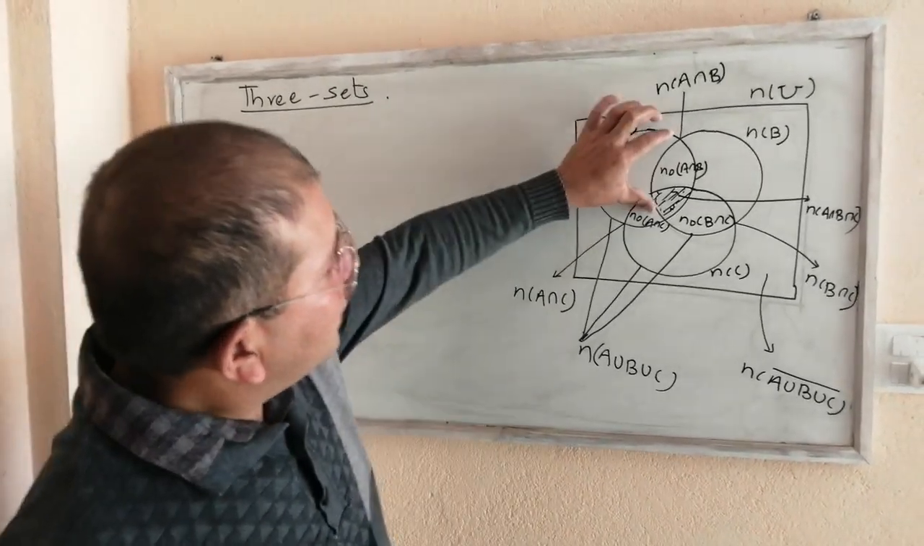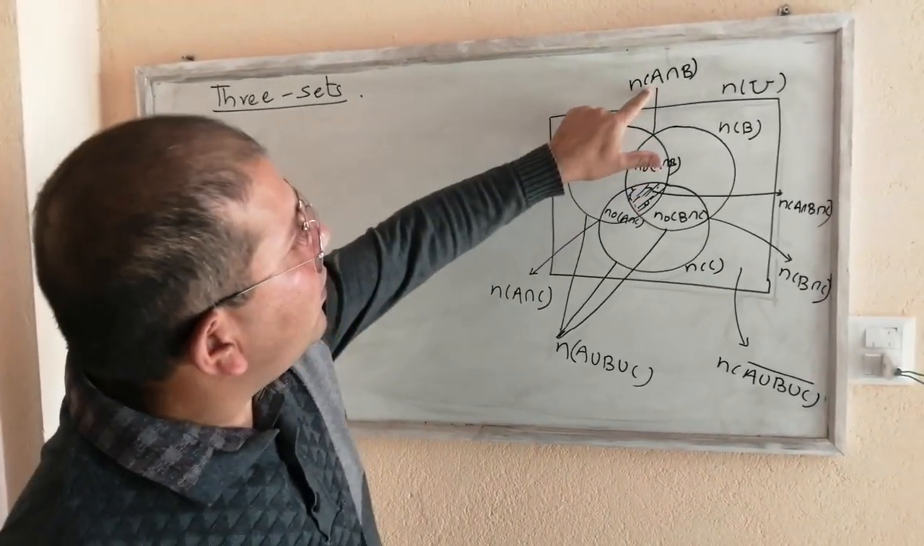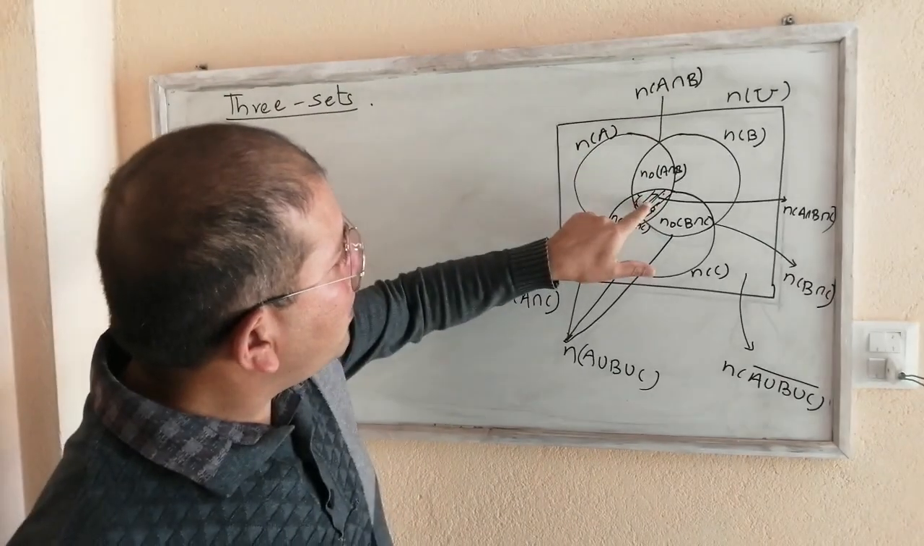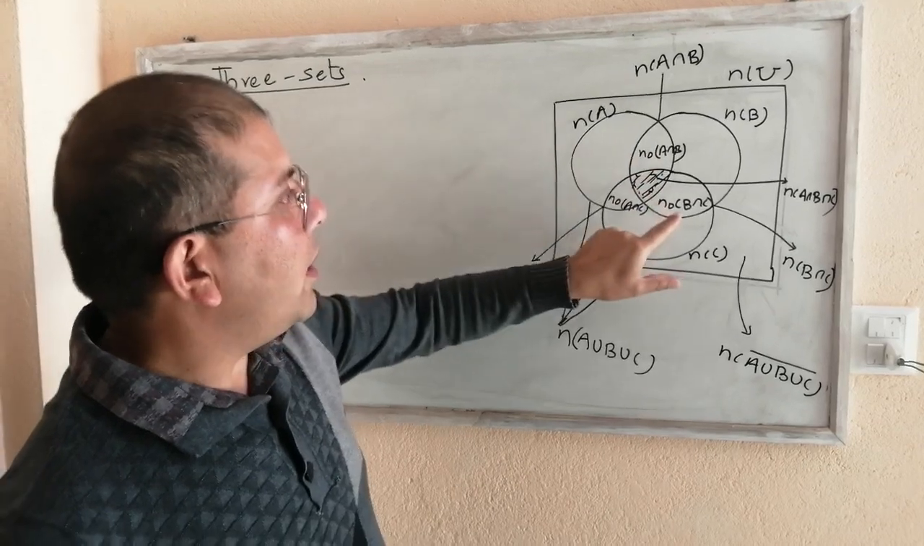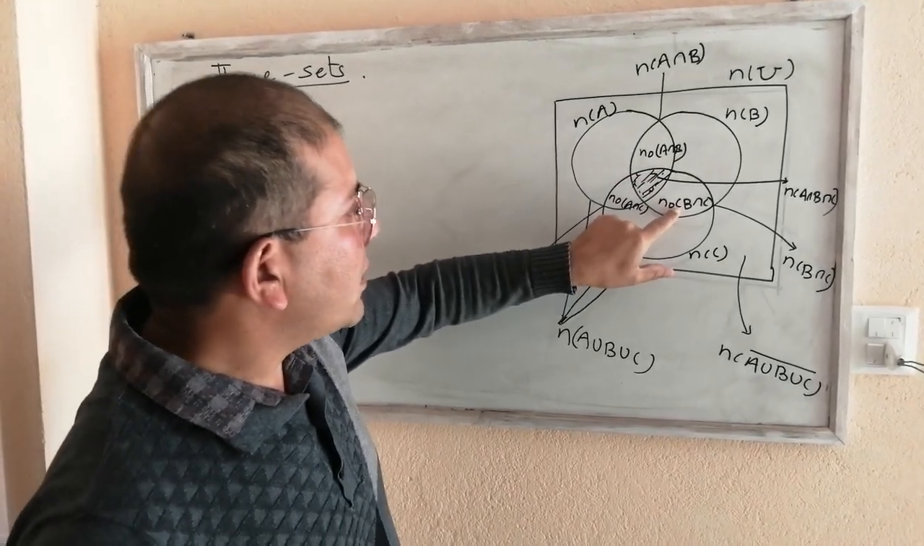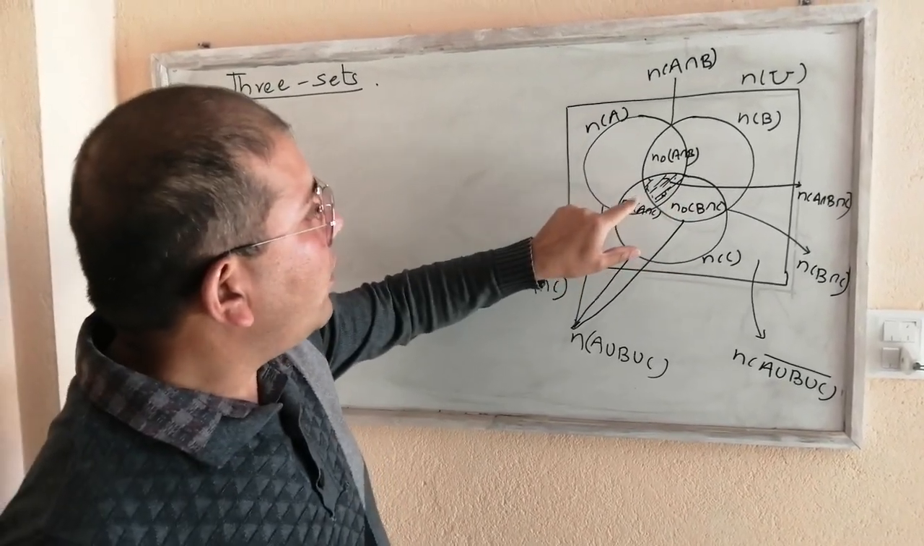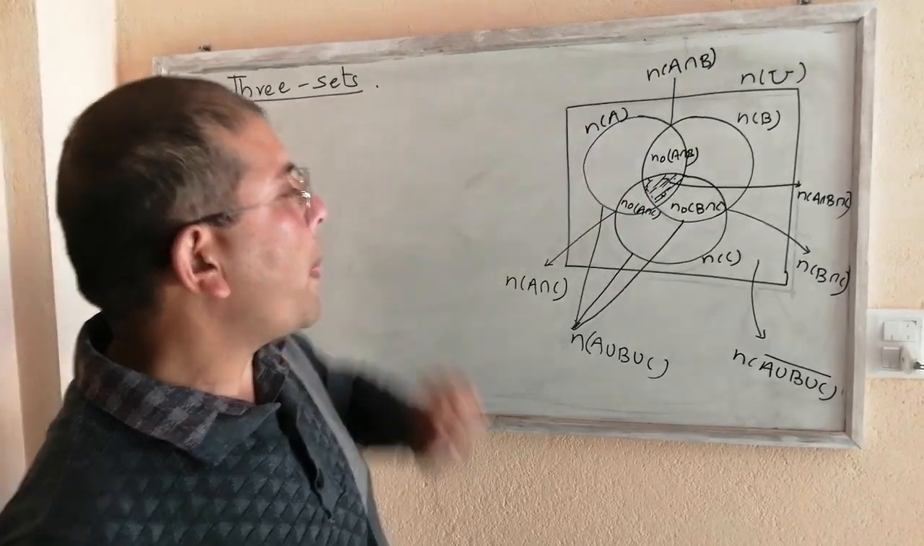It should be clear. This region is the intersection of A and B, but if you subtract this portion, you will get N naught of A intersection B. Similarly, this is N naught of B intersection C. And this is N naught of A intersection C.